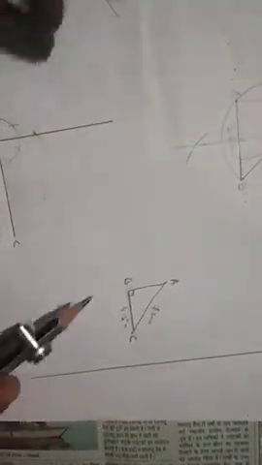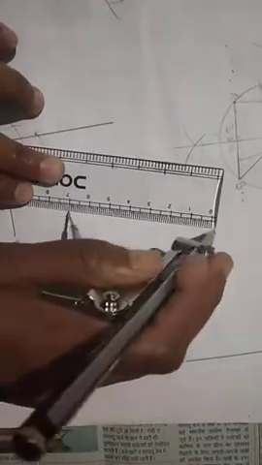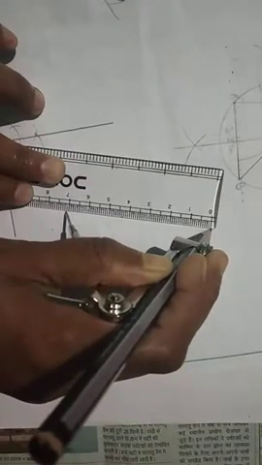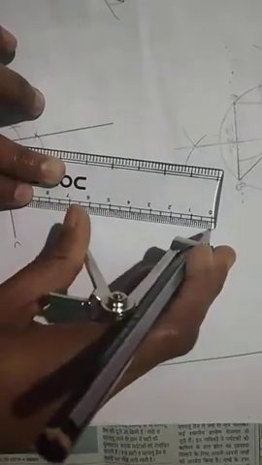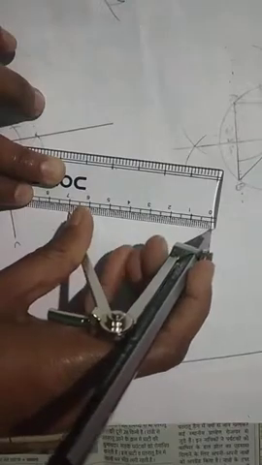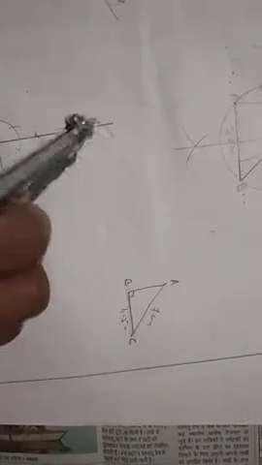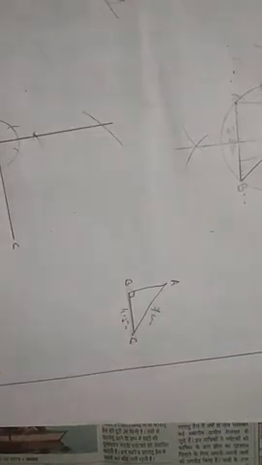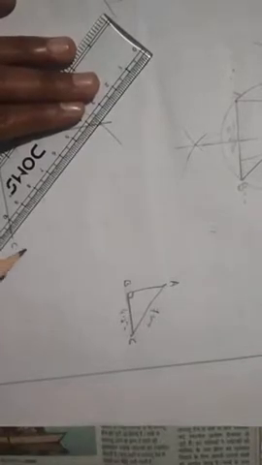So we will open the compass up to 7 centimeter exactly. Now put your compass here and cut at this 90 degree line, 7 centimeter, because it is the hypotenuse. The side opposite the 90 degree is the hypotenuse. We will join these two points. Now you have to draw its incenter.